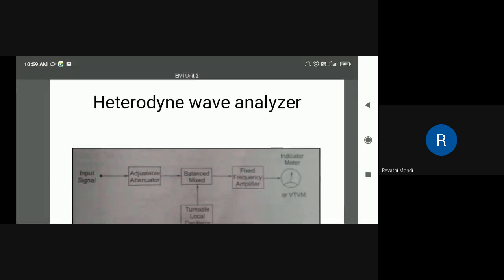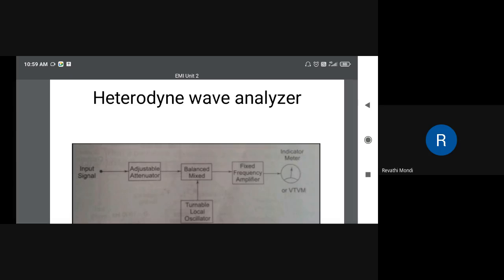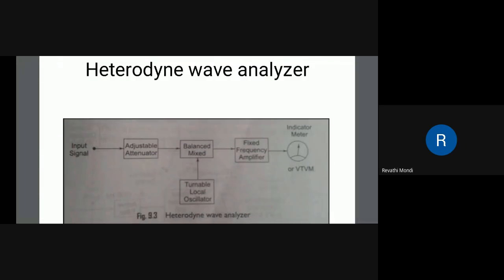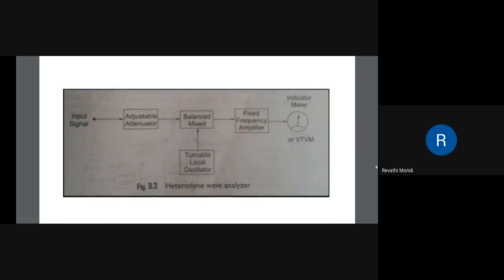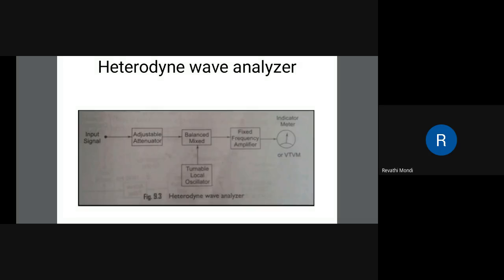Students, this is the heterodyne wave analyzer. All of you observe this block diagram. In this block diagram, so many blocks are there. They are the input signal, adjustable attenuator, balanced mixer, fixed frequency amplifier, and a local oscillator. So these are the basic building blocks of the heterodyne wave analyzer.